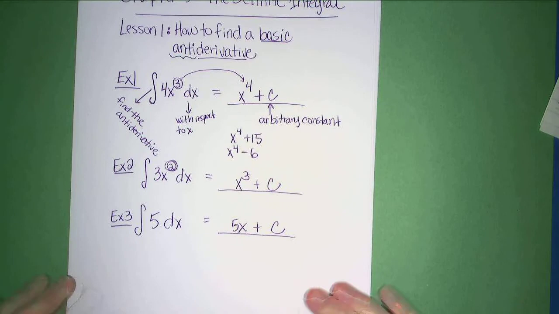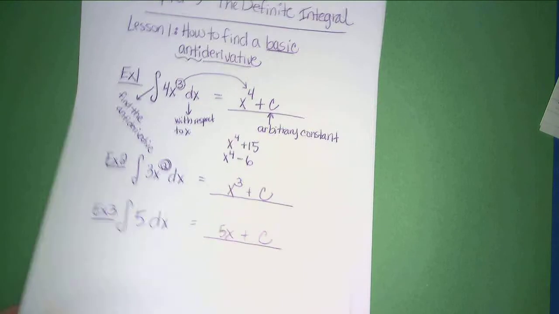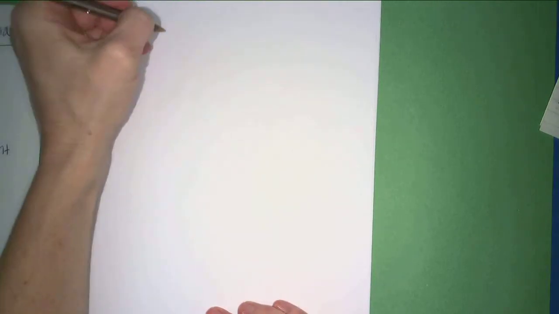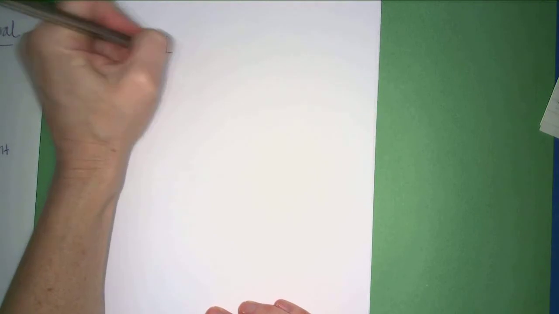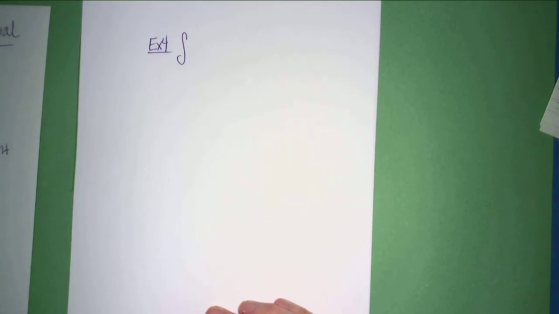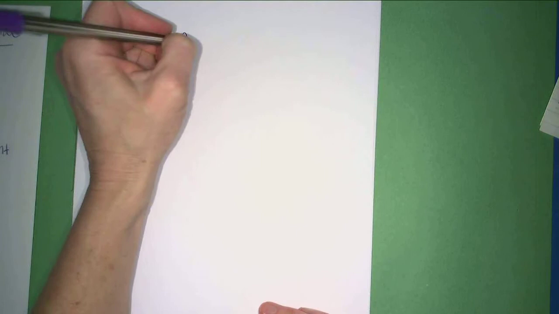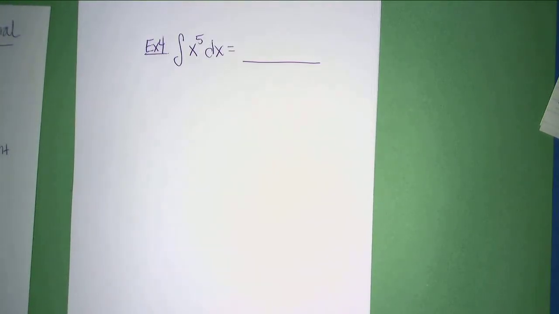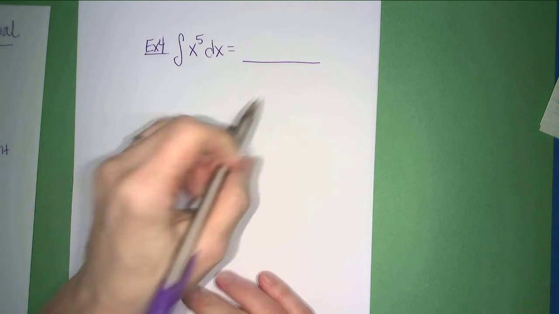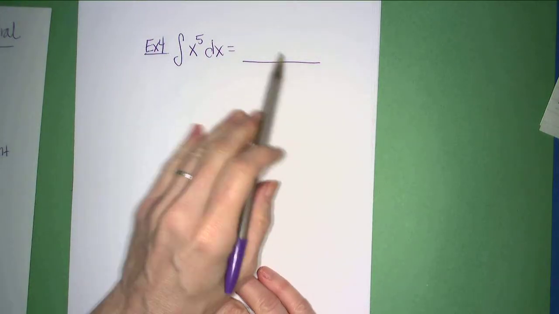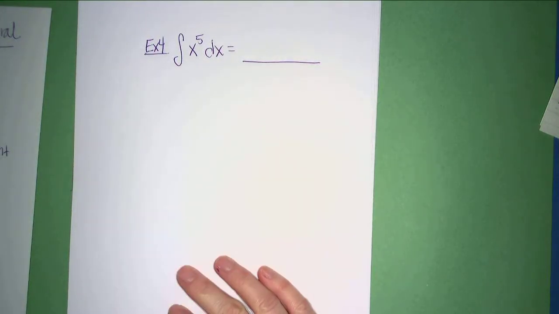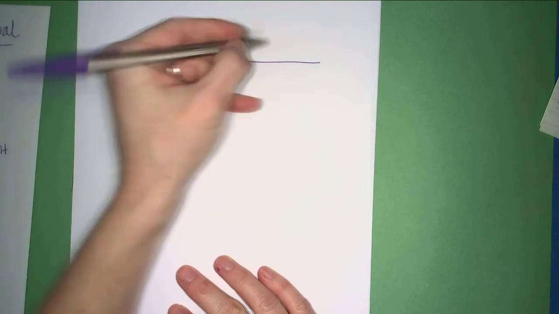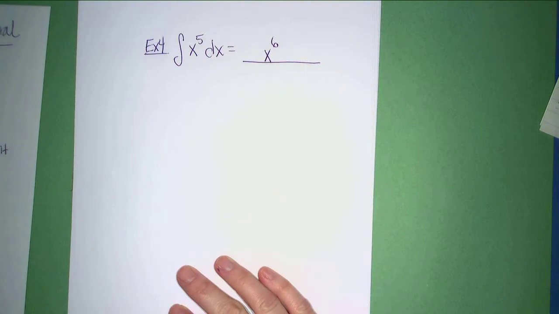Okay, hopefully you're getting the hang of this. Let's go on to example 4. Antiderivative of, let's do x to the 5th dx. Okay, so what function's derivative is x to the 5th? Well, I'm thinking if I add 1 to the exponent, I'm going to get x to the 6th.